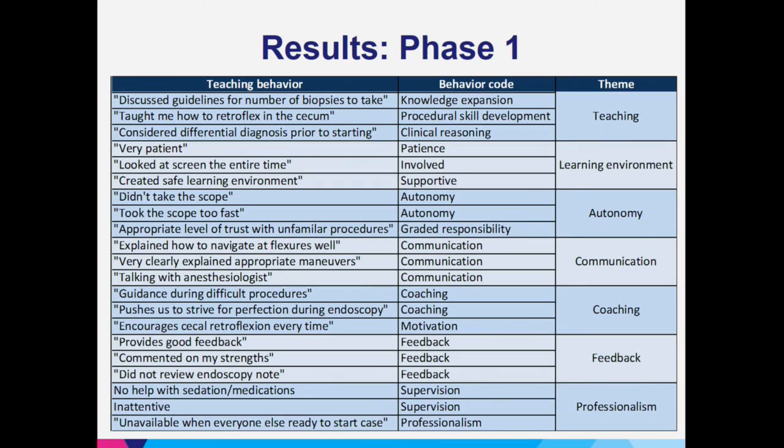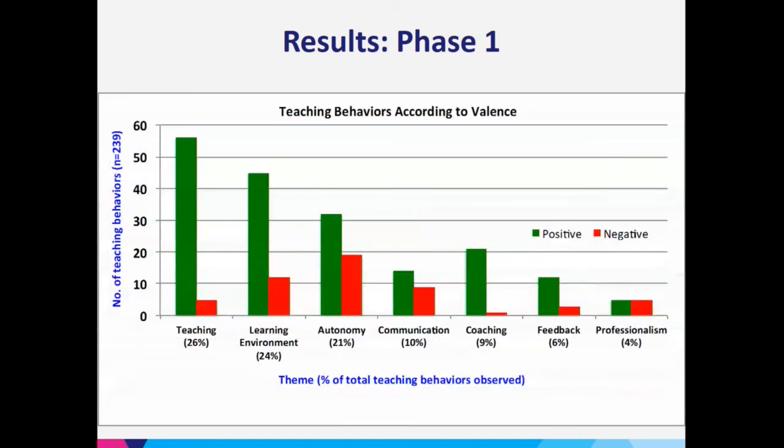Here's a snapshot into a few of these. Starting from left to right, we're working our way up this pathway. Let's take the theme of teaching. This is direct teaching: discussing guidelines for number of biopsies to take. We call this knowledge expansion. Tell me how to retroflex in the cecum, which is a specific technique: procedural skill development. Consider the differential diagnosis prior to starting: clinical reasoning. That's how we came up with our codes. Eventually, once we looked at all our codes, all these codes fit under the umbrella of teaching.